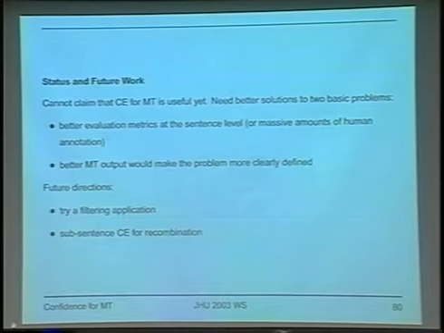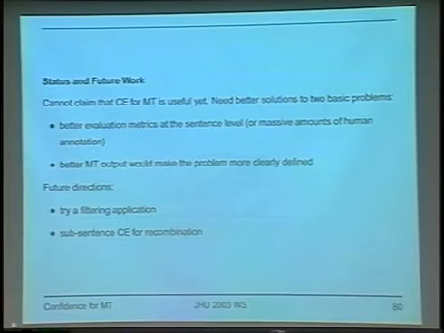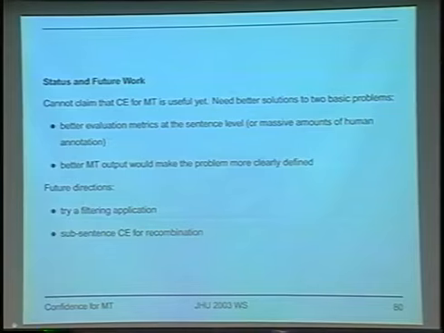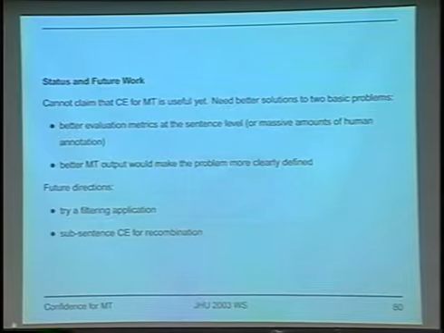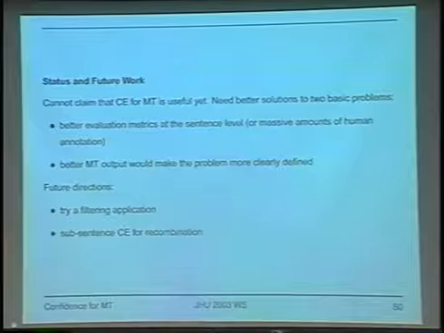So, to conclude the workshop, we're not at the stage yet where we can honestly claim that confidence estimation for machine translation is useful in an application. And basically, we think that's because we need better solutions to the 2 basic problems that I mentioned at the beginning. To say, yet again, better evaluation metrics at the sentence level. And another thing that would really help would be better MT output, because as translations get better, the problem of picking incorrect versus correct becomes more clearly defined.